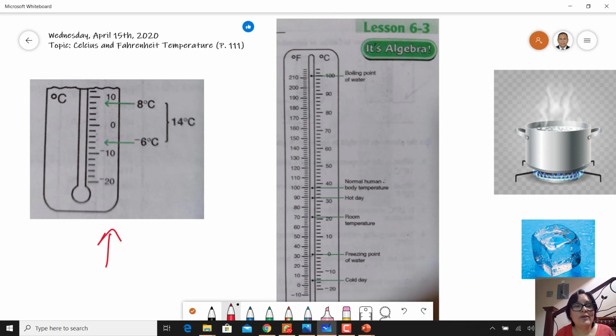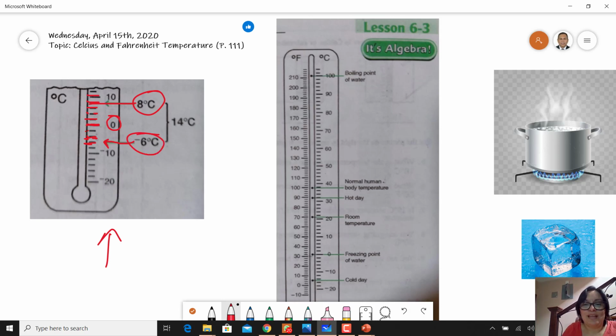Here is another thermometer, and if you see, this line is pointing to how many degrees? If in here we have 0, 2, 4, 6, 8, 10, each line is representing 2 degrees. So in here we have 8 Celsius degrees. And by this side, we have how many degrees? Remember that here we have 0, so we start to count from here: 0, minus 2, minus 4, minus 6.